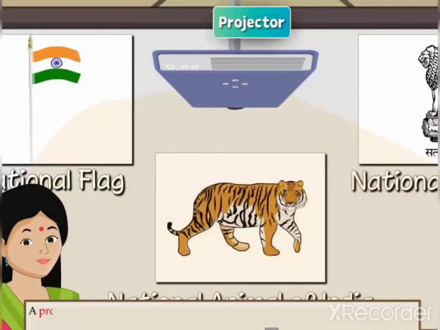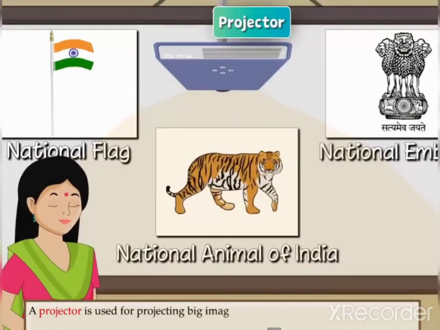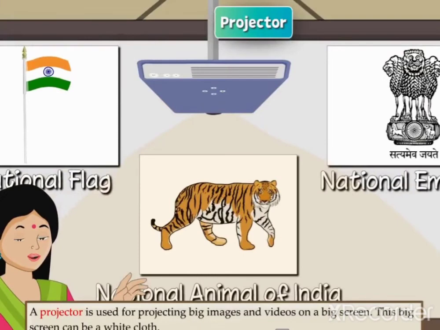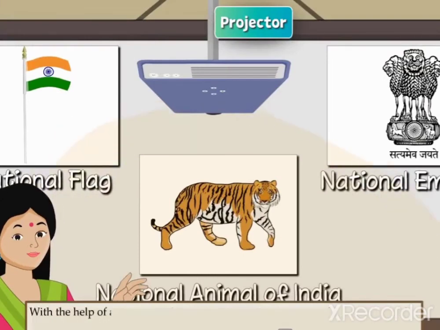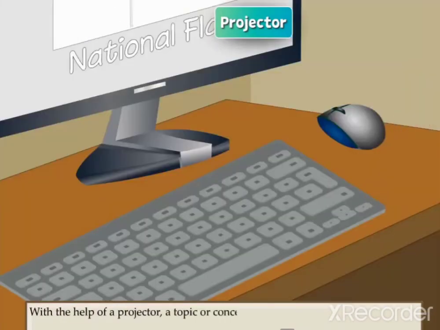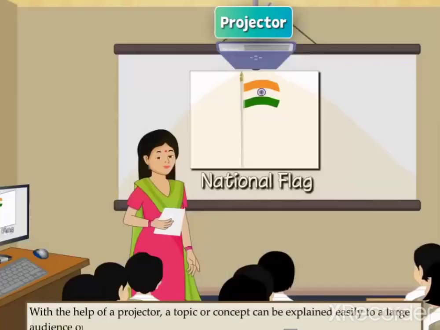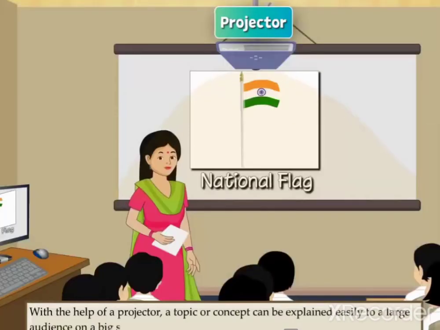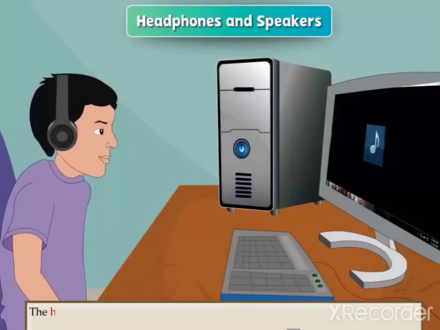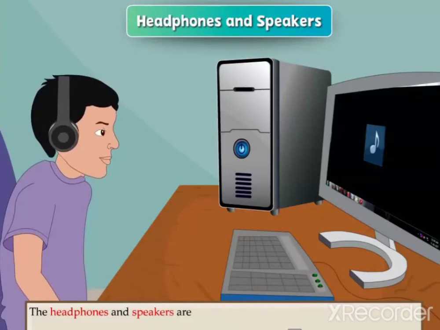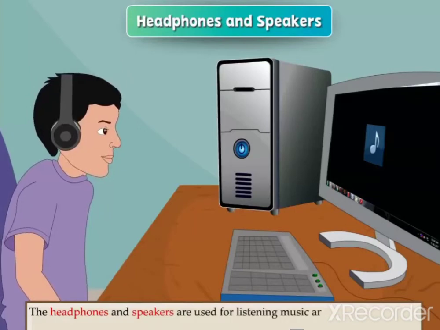A projector is used for projecting big images and videos on a big screen, board or wall. With the help of a projector, a topic or concept can be explained easily to a large audience on a big screen. The headphones and speakers are used for listening music and sounds as the output from the computer.